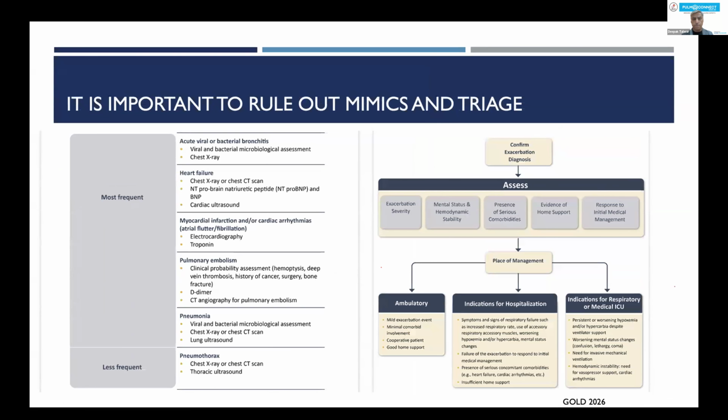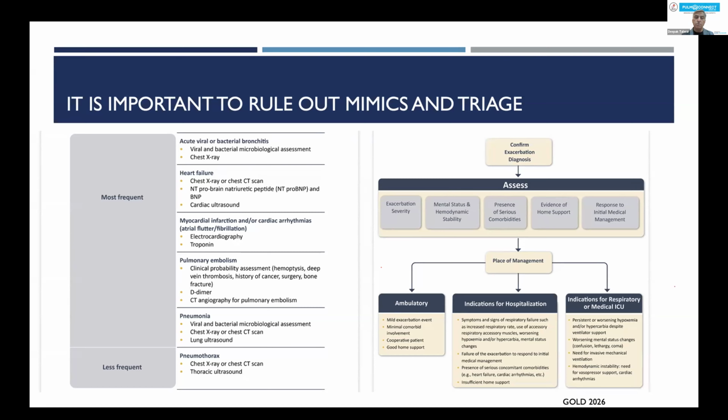group of patients. But the things which we need to rule out are an acute viral or bacterial bronchitis, heart failure, myocardial infarction, cardiac arrhythmias, as well as pulmonary embolism. Pneumonia can be easily picked up on a chest X-ray or a lung ultrasound or a CT scan, and will demand a microbiological assessment for viral and bacterial causes.